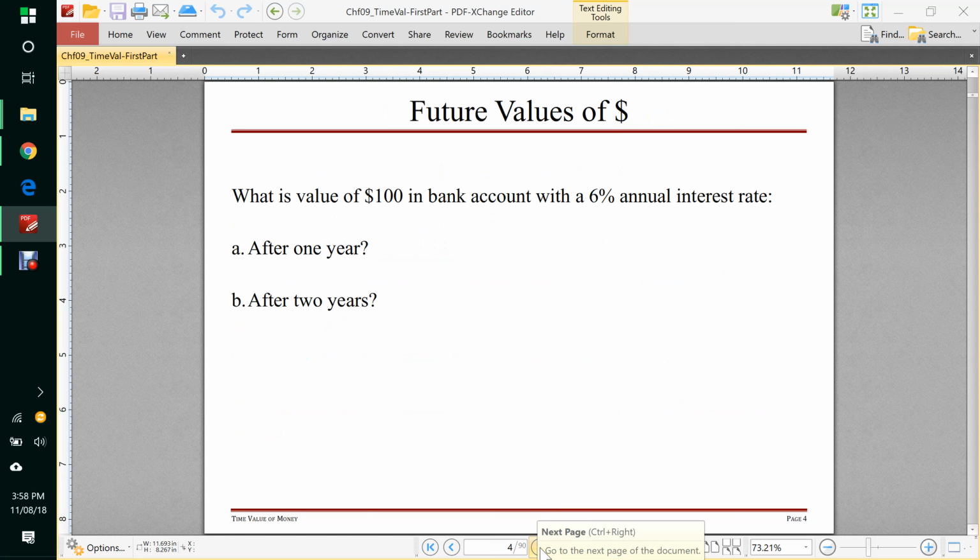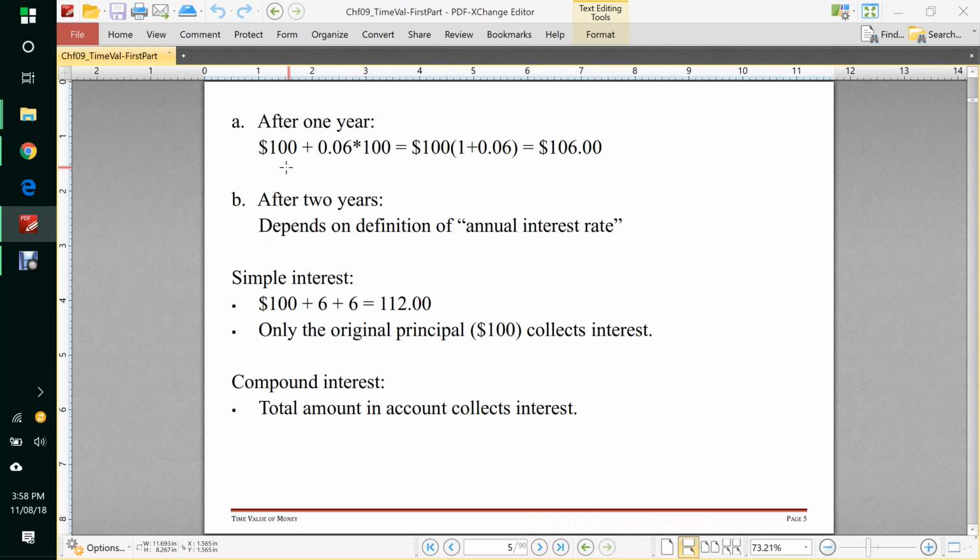So what's the value of $100 in a bank account with a 6% annual interest rate after 1 year and then after 2 years? Well, I think we can all agree that after 1 year, it's pretty clearly $106, which we can get to by taking 100 plus 6% of 100, and maybe a nicer way to put that together is in this little piece of equation, and we get our $106.